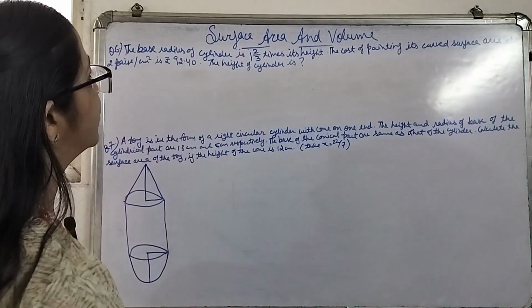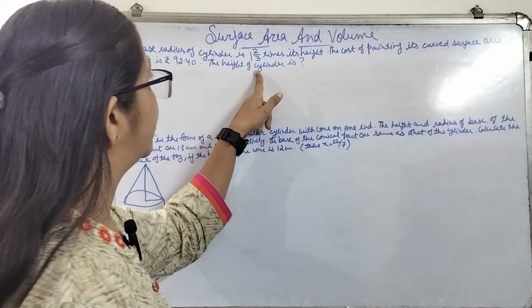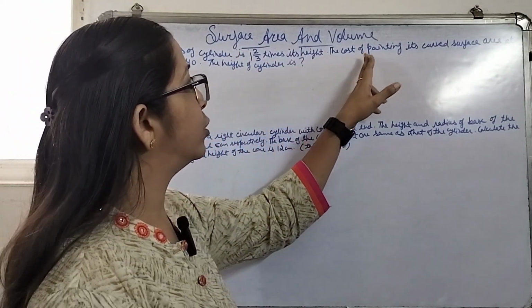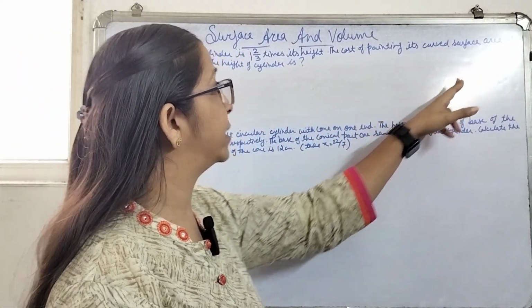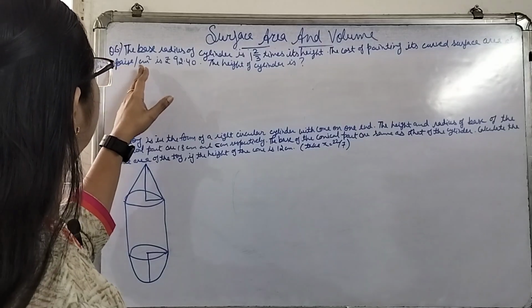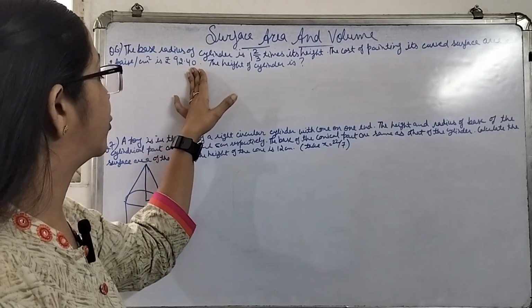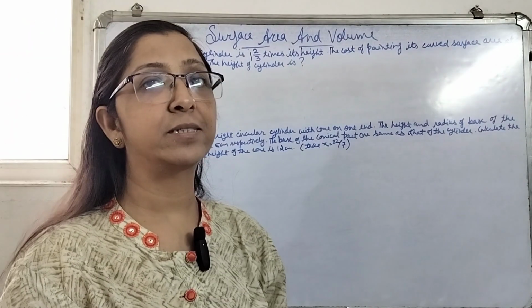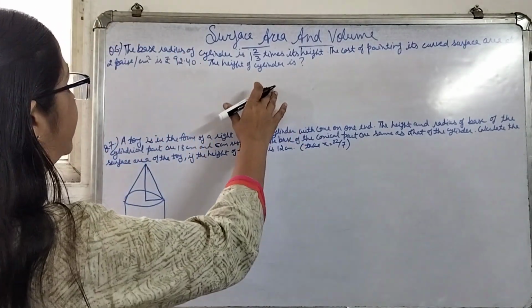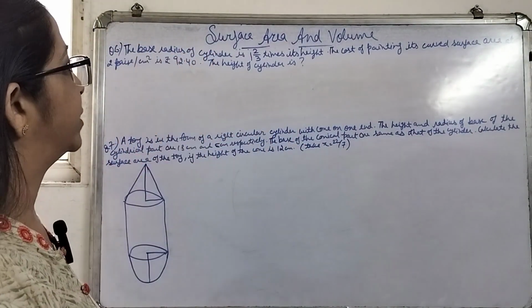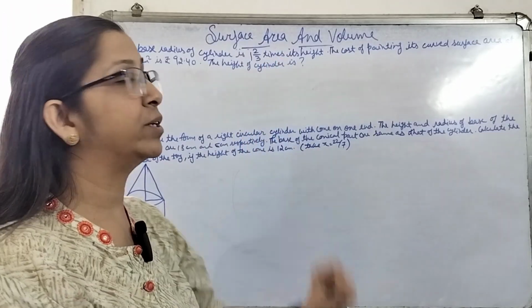The base radius of a cylinder is 1 2 upon 3 times its height. The cost of painting its curved surface area at 2 paisa per centimeter square is rupees 92.40. The height of the cylinder is? It is given to us that a cylinder is there and its base radius is 1 2 upon 3 times its height.